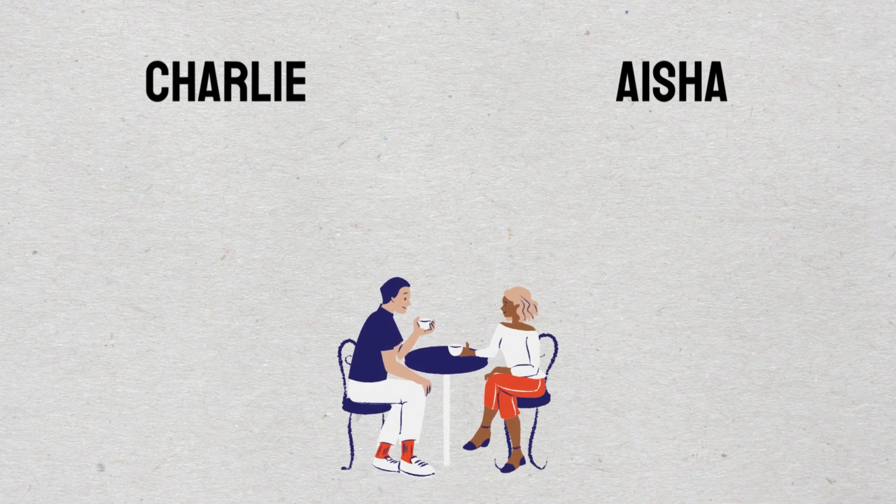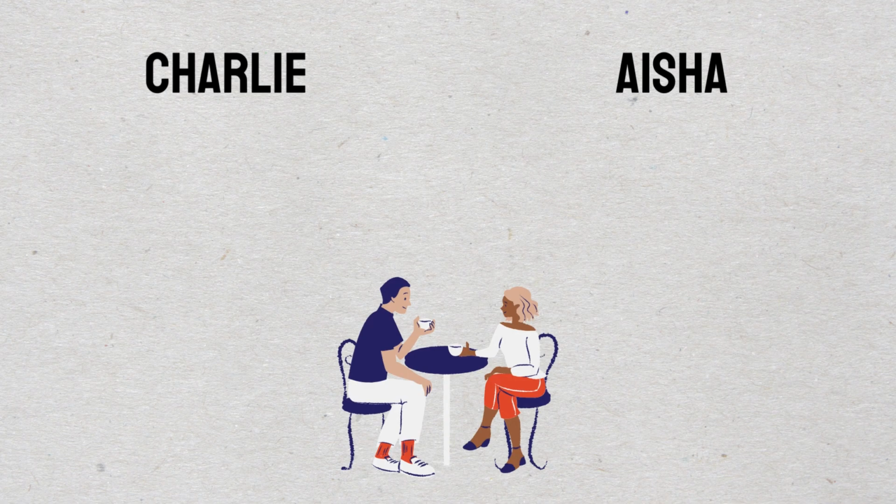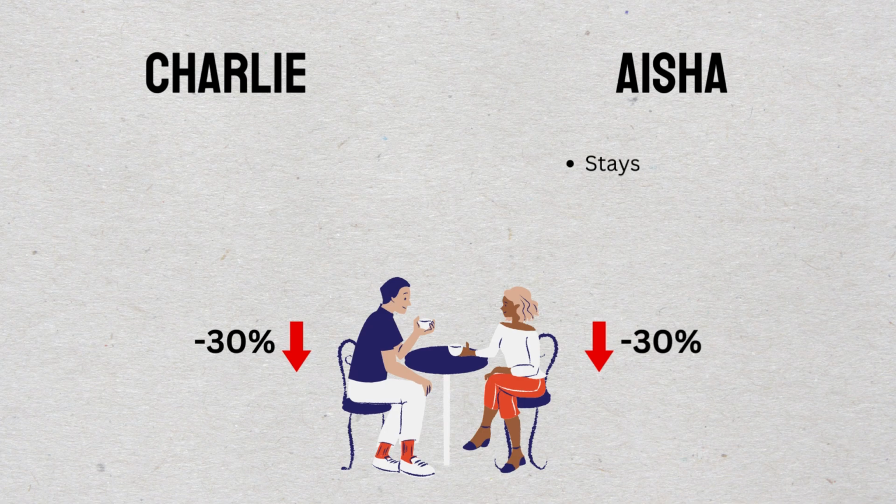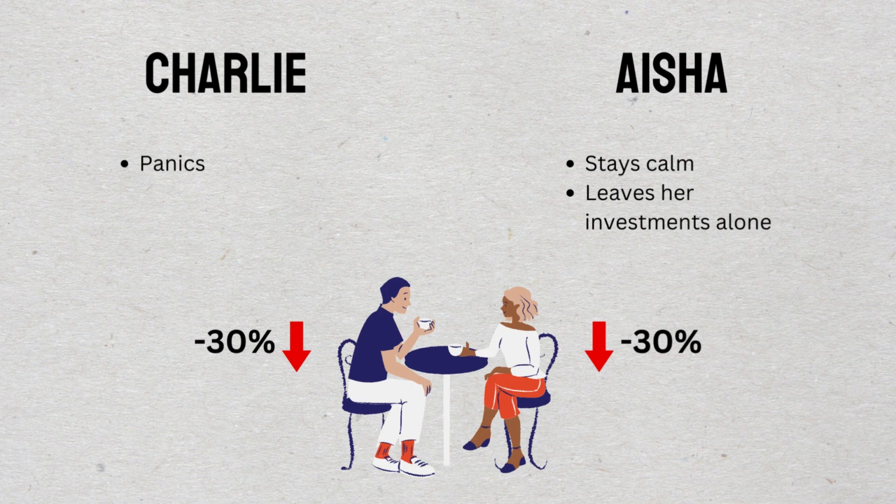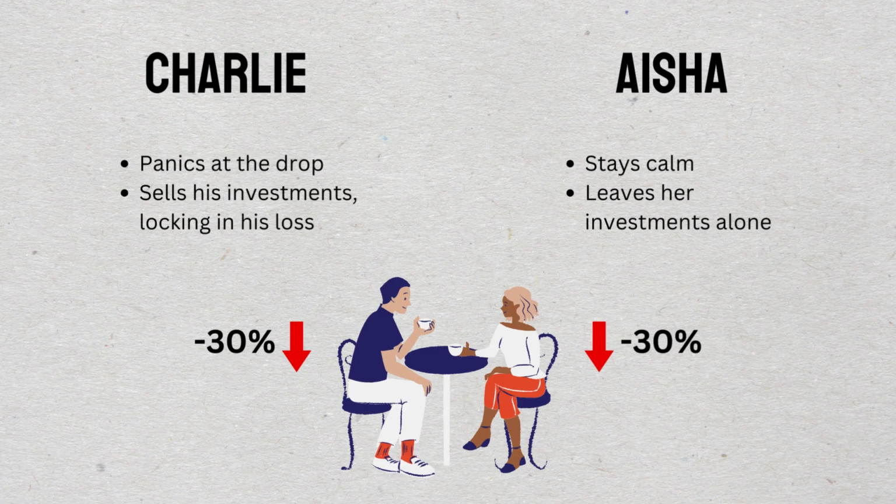Meet Aisha and Charlie, two investors with a fairly aggressive asset allocation. Their portfolios have both taken a similar 30% hit. Aisha recognises that it's most likely a temporary drop and that the market should recover soon enough. She leaves her investment alone. But Charlie isn't so relaxed about it. In fact, he panics and sells everything. He doesn't want to see his money go down anymore, so he decides to cut his losses and get out of the stock market.